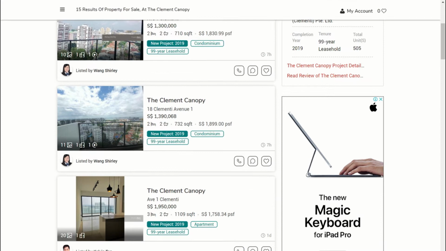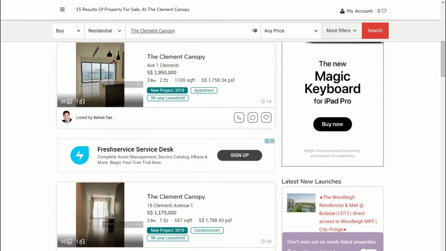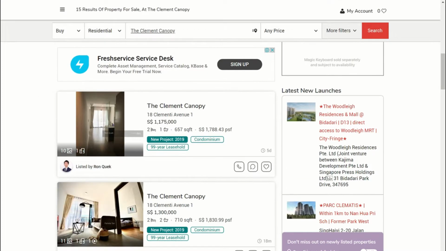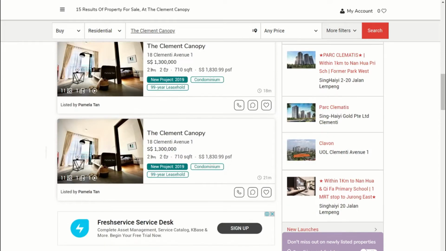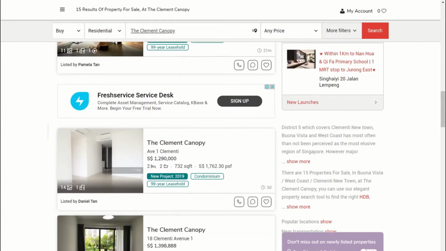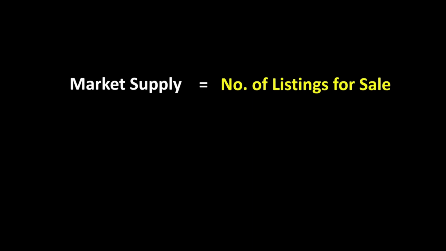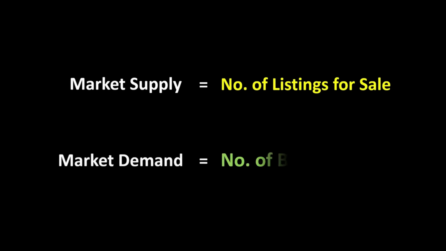We all know that Property Guru has the most listings for resale properties. They can base on the number of listings on the market to determine the number of supply. Property Guru has the highest number of visitors. So when you go and search a particular property, they capture your data and based on that, they can read the market demand.